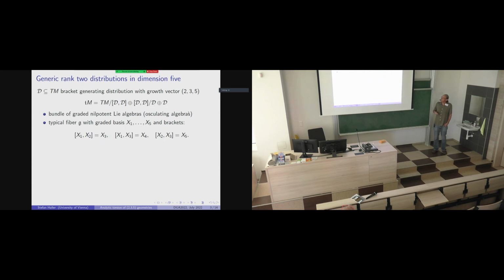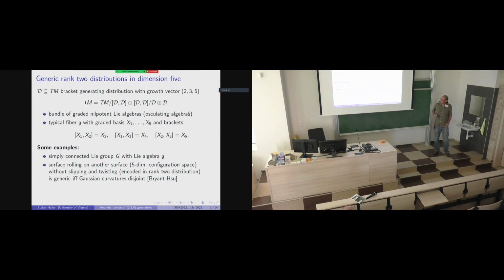The associated graded of the tangent bundle becomes a bundle of nilpotent Lie groups. The fibers are called osculating algebras or symbol algebras in this community. In this case, the symbol algebras are all isomorphic to a particular 5-dimensional graded nilpotent Lie algebra with 2 generators, x1 and x2 in degree -1, and brackets as indicated here.